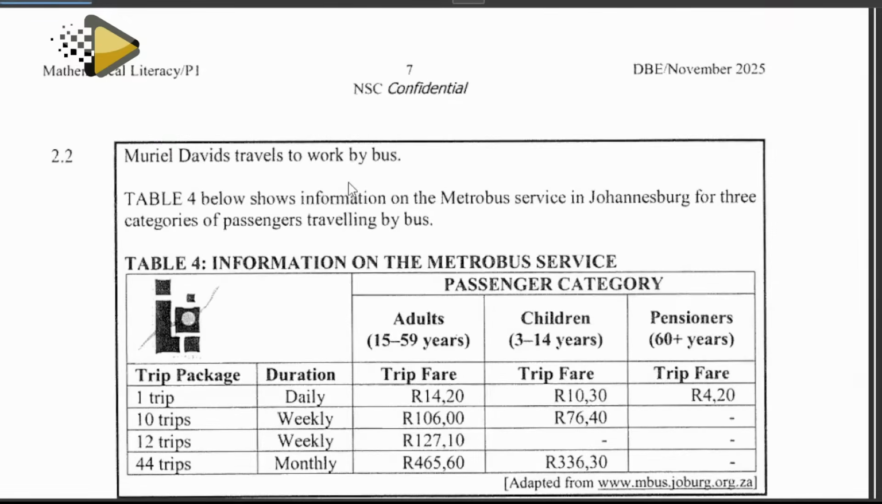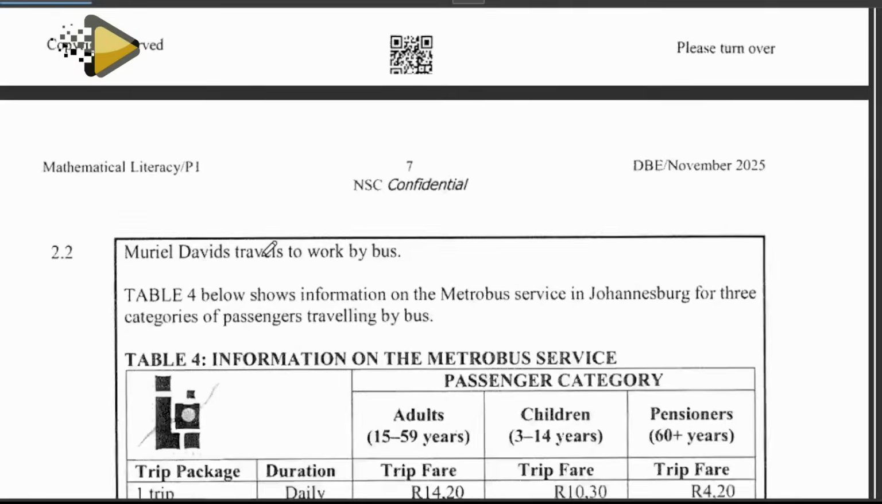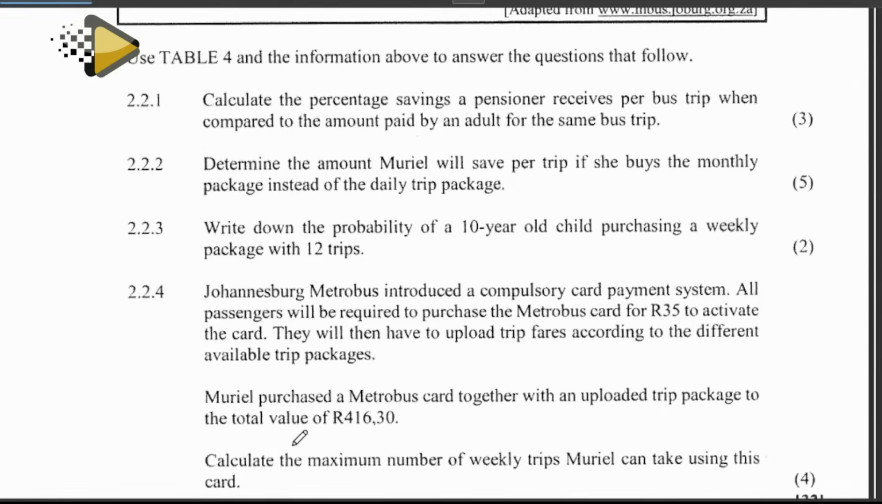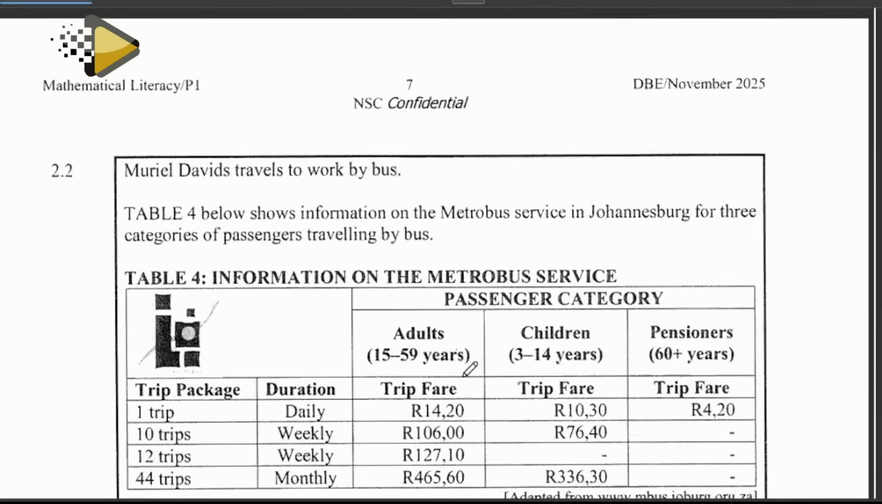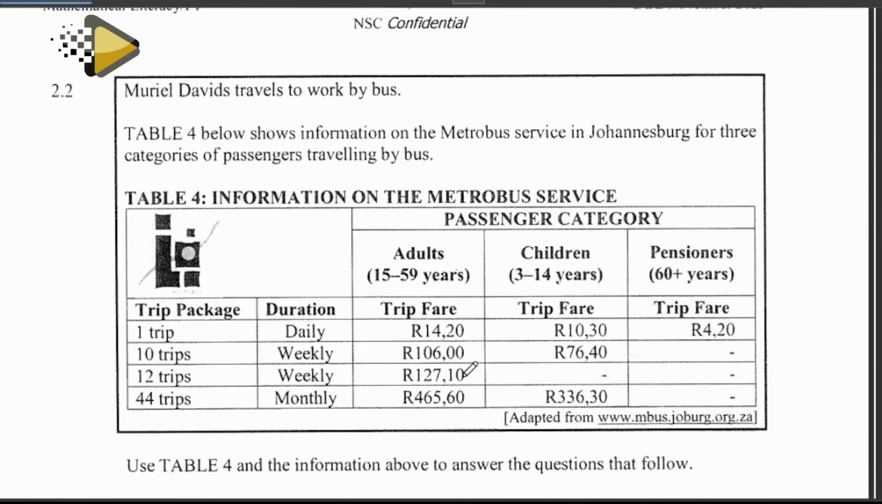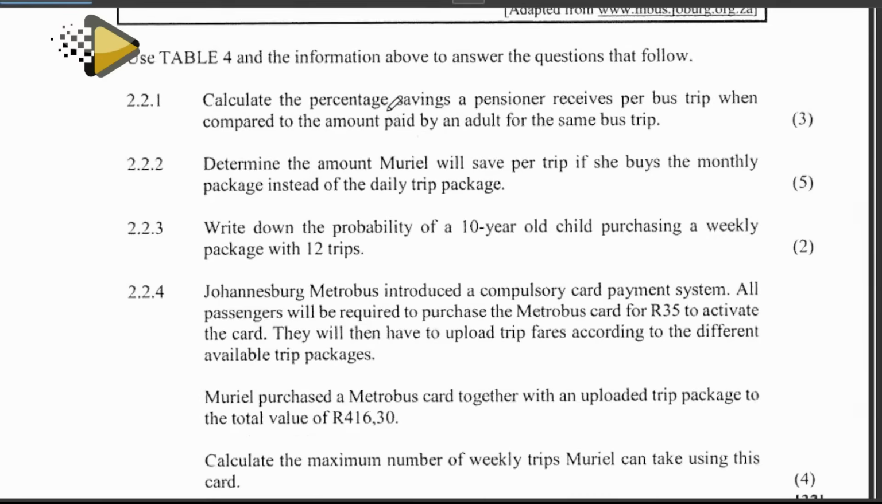Okay, we are looking at question number 2.2. 2.2.1, calculate the percentage savings. Actually, it starts from up here. It says, Mr. Miro David travels to work by bus. Below shows the information on the metro bus services in Johannesburg for three categories of passengers traveling by bus: adults, children, and pensioners. Calculate the percentage savings a pensioner receives per bus trip.